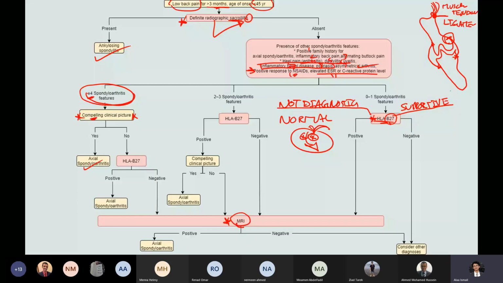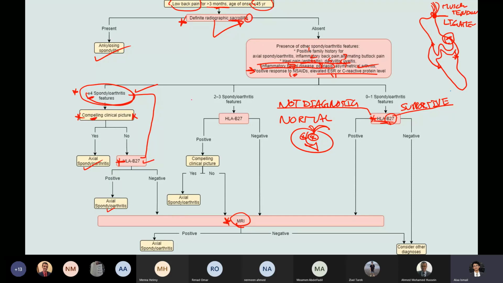If you lack that clinical picture, then go for the HLA-B27 to see the results. If it's positive, then this is an axial spondyloarthritis. Since we have more than 4 spondyloarthritis features, and we have this supportive test, by combining these 2 together, the supportive test and the clinical features, we can say that this patient is suffering from axial spondyloarthritis. If the HLA-B27 is negative, then doing an MRI is going to be very useful in these situations.